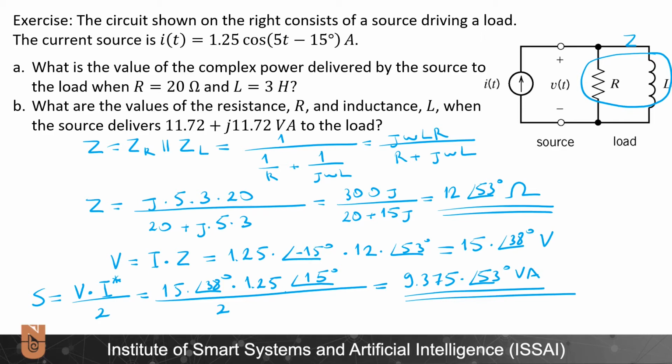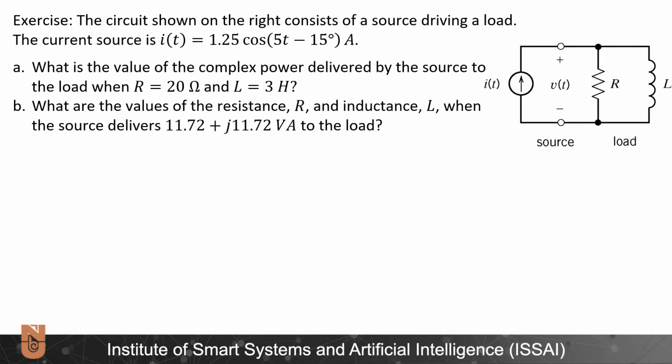I can find the apparent power and reactive power out of this as well, if it would be asked by the question. Now, what are the values of resistance R and inductance L when the source delivers 11.72 + j11.72 volt-amperes to the load? So what do I know? I know that S is equal to 11.72 + j times 11.72. For convenience, let me write this in polar form, and that will be, if MATLAB tells me right, 16.57 with an angle of 45 degrees.